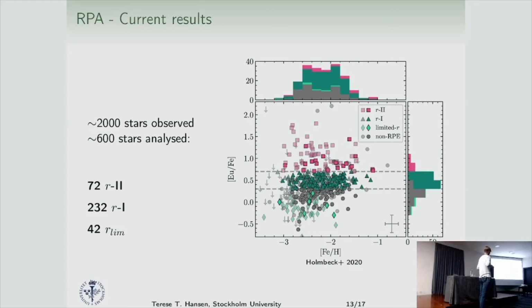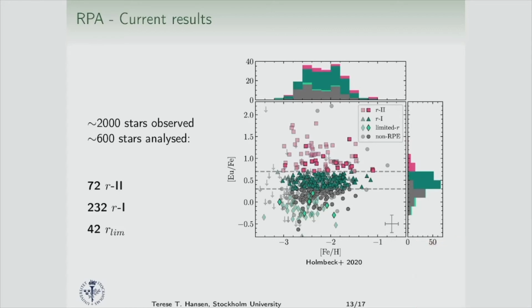This is europium over iron and metallicity on the x-axis. You can see all the red points up here, also the faded ones, that's just different data release papers. They are all new, highly R process enhanced stars that we have found, where we can derive a full R process abundance pattern. We found 72 new ones, so we basically doubled the sample. We also found a lot of what we call r-I stars, which are just less enhanced in europium. And then we found 42 of what we call limited-r stars.